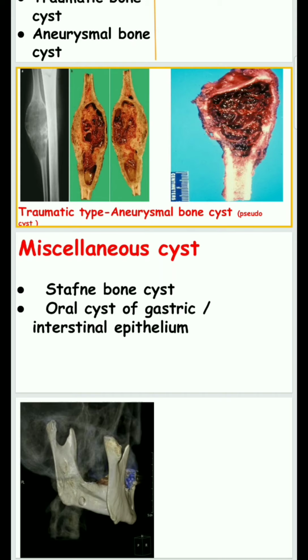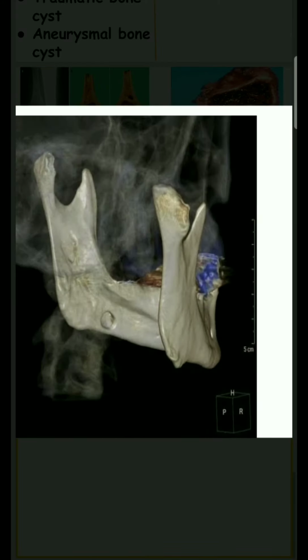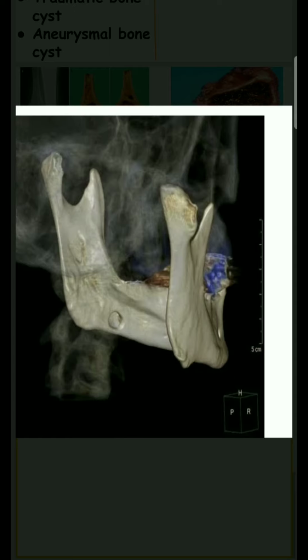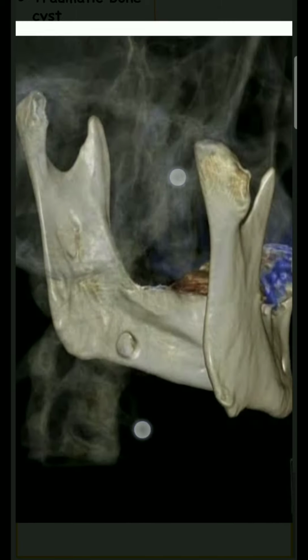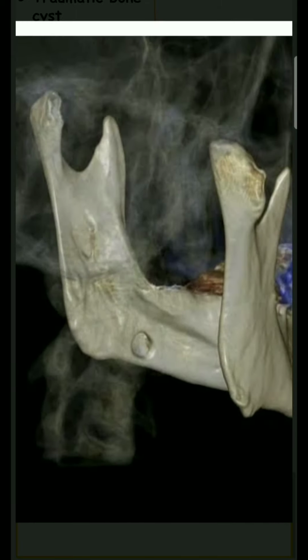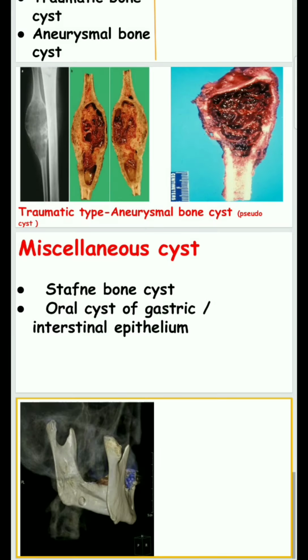In the miscellaneous type, other than odontogenic or non-odontogenic cysts, for example, the Stafne bone cyst. The Stafne bone cyst is also called the Stafne cavity. It is presented in the mandible area due to the enlargement of the submandibular gland during the embryonic stage, accumulated in the lingual portion of the mandible, and leads to the formation of a cavity in the mandible area. Thank you.